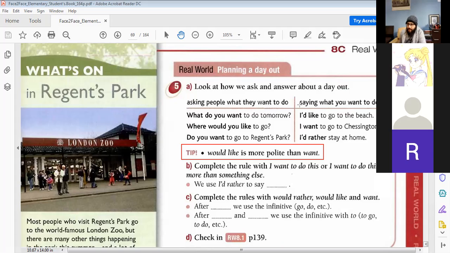All right, now there's a rule here. It says complete the rule with I want to do this, or I want to do this more than something else. So here you have two options to choose from. The first option says I want to do this. And the other option says I want to do this more than something else.